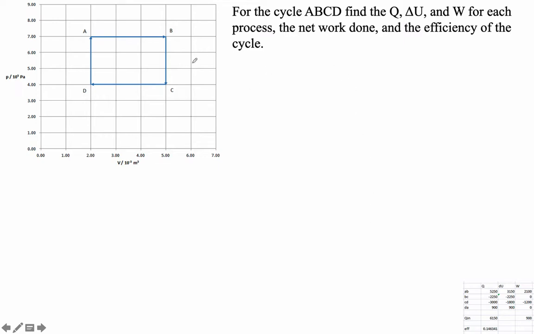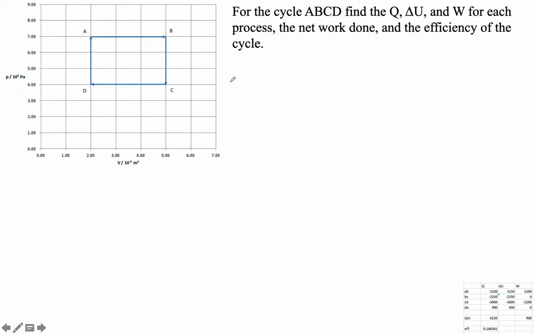All right, so let's look at this entire cycle here. For the cycle AB, BC, CD, and DA, find Q, delta U, and work for each process. Find the net work done and find the efficiency of the cycle, right?